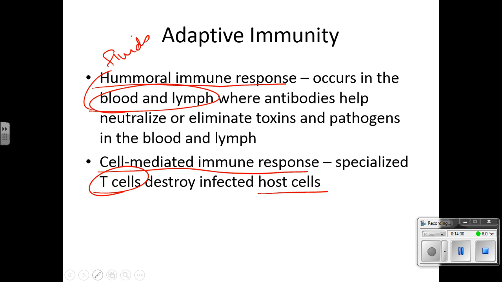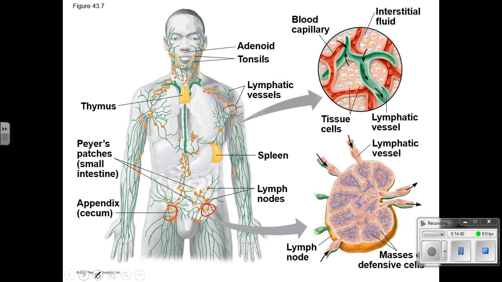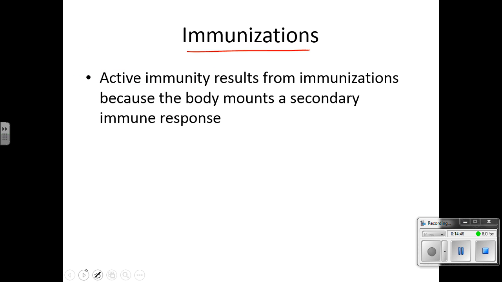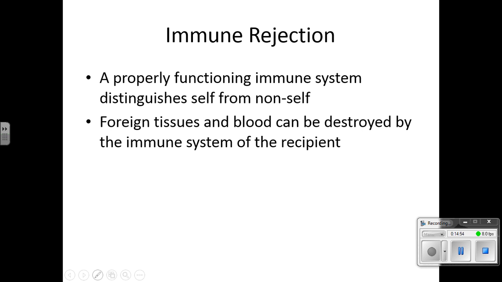And then I want you to understand in your adaptive immunity, so you've got your innate and you've got your adaptive. Within the adaptive immunity, you've got these two things, the humoral response and the cell-mediated response. And then understanding the difference between active and passive immunity. So immunizations. Active immunity results from immunizations because the body mounts a secondary immune response. This is part of your lab as well.